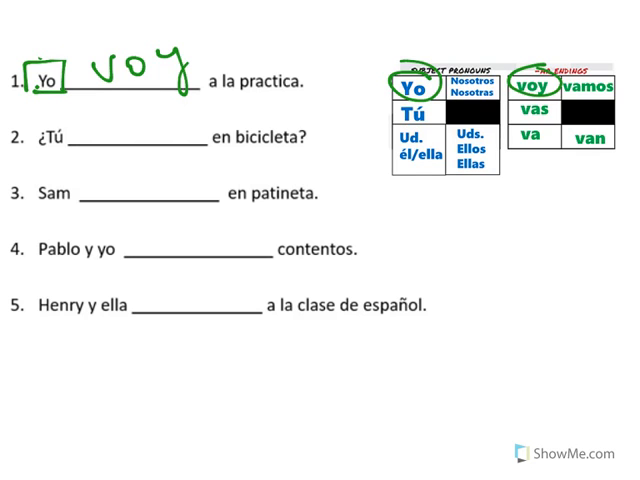Let's do number 2. So this person is doing that, which is going. So 2, very simple when it's like this because we can see it here. Tú goes right here. Tú vas. And that's how these work. All right, let's do the rest.